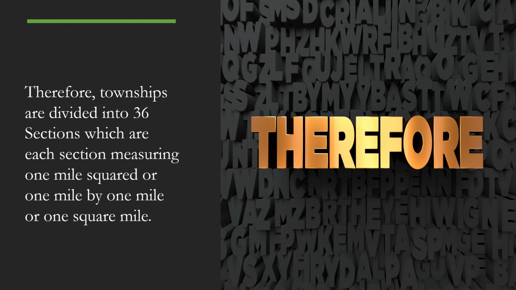Therefore, townships are divided into 36 sections, each measuring 1 mile squared, or 1 mile by 1 mile, or 1 square mile, and are called sections.